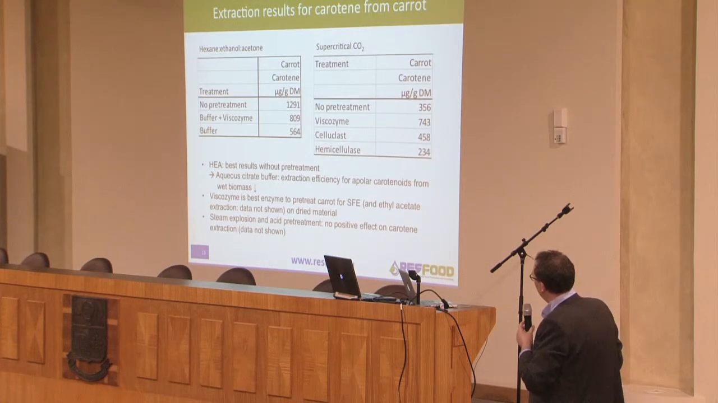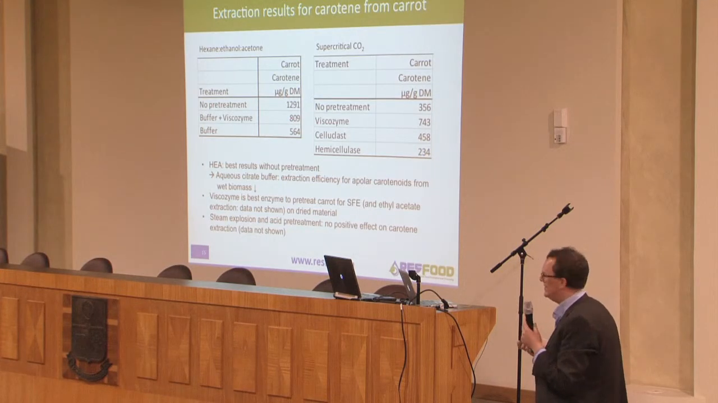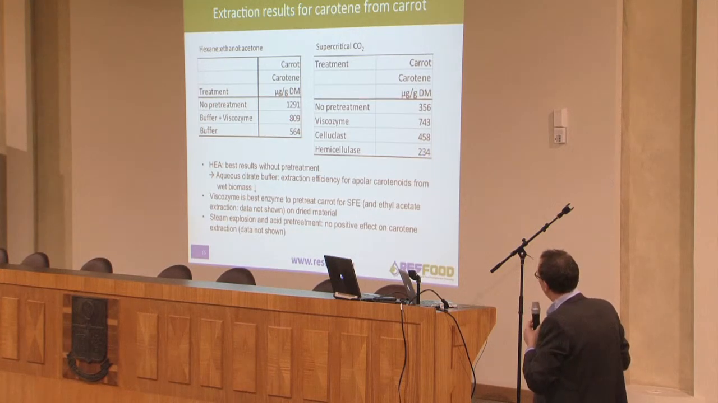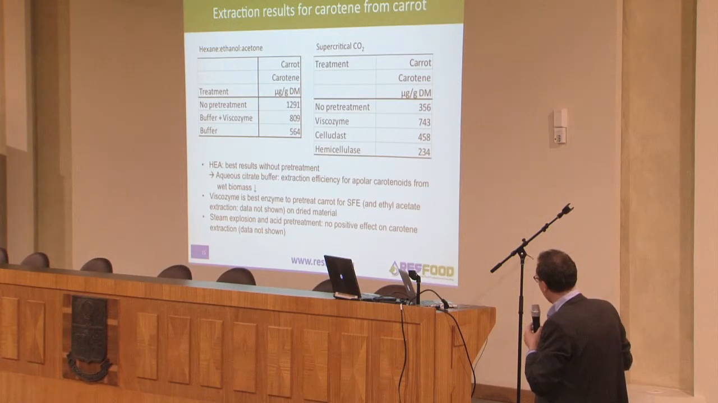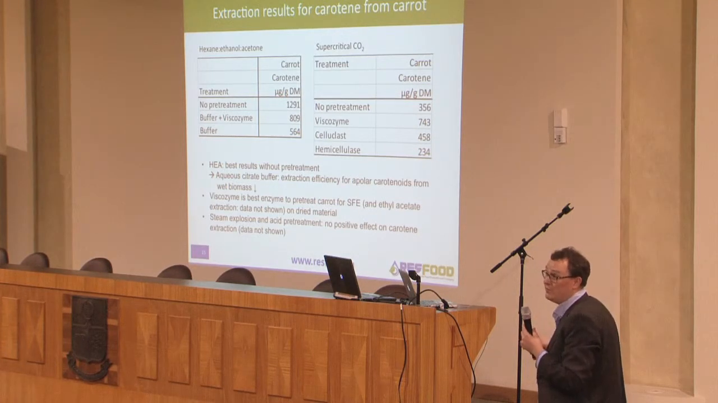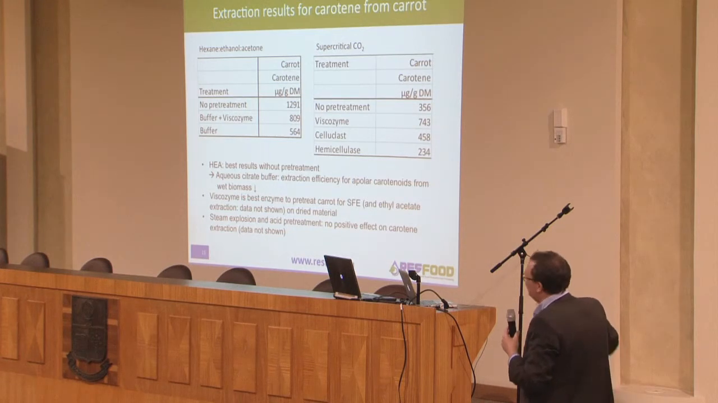We did some experiments, but actually the explanation was very easy. We were working with wet biomass, not dry biomass. With this ethanol acetone, you can also work on wet material. And since we use these enzymes with citrate buffer, we saw that carotenoids are very apolar, and the extraction efficiency of apolar components decreases when you start from wet biomass. This is actually very basic chemistry.